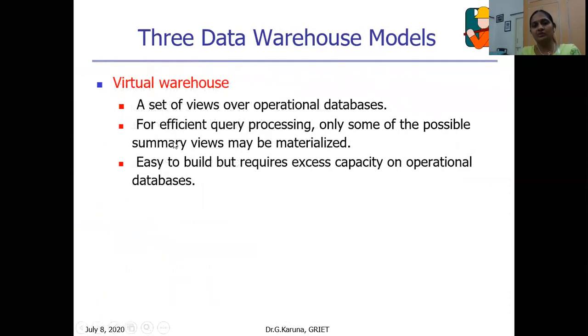The last one is the virtual warehouse. It is a set of views over the operational databases. For efficient query processing, only some of the possible summary views may be materialized. We do partial materialization: only for some of the dimensions do we do the summarization, and for the remaining we do not, in the case of operational databases. So a virtual warehouse is built in order to require excess capacity on operational databases.